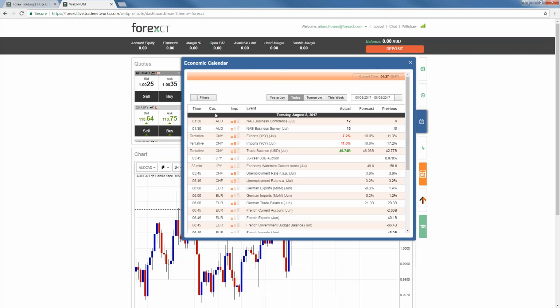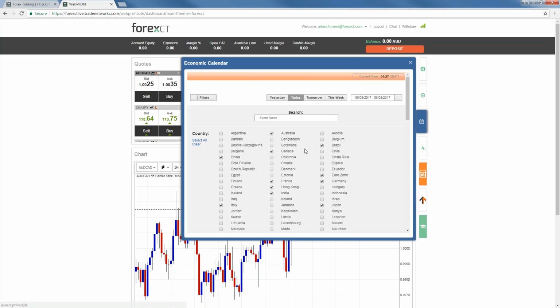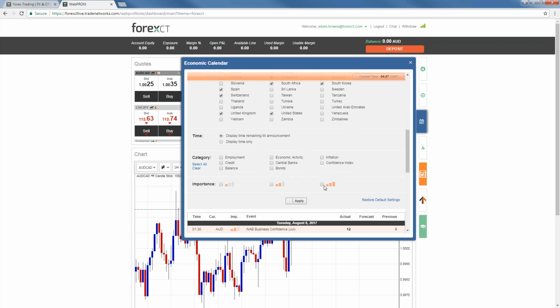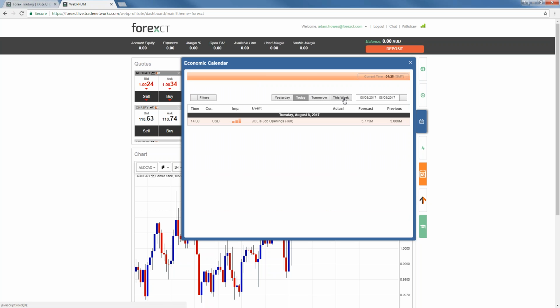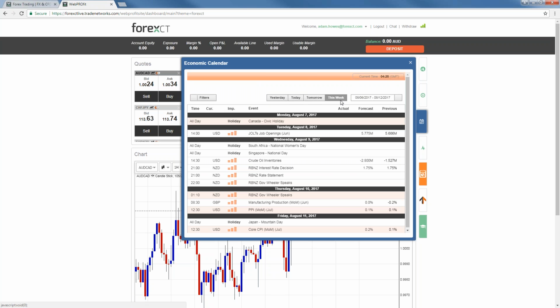And then we'll go into filters. We're going to scroll down and select 3 bars, and that means high impact. Okay, we're not concerned with low impact. Low impacts relate to, for example, NAB or Westpac consumer confidence. Okay, they don't move the market that much, but high impact announcements do. So we're just going to click on apply, and then we'll go to a weekly outlook.